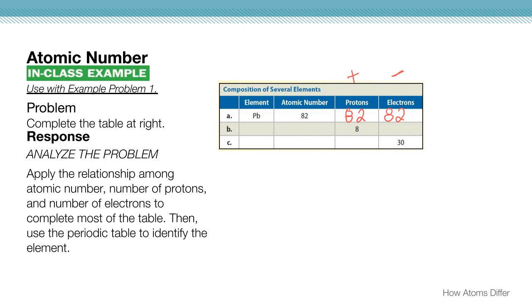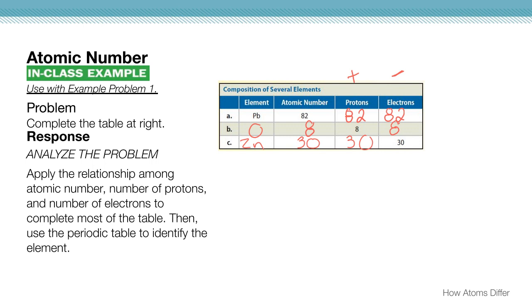Now, we have 8 protons in a neutral atom, which means we have 8 electrons, and our atomic number is 8. That element is oxygen. Same thing. We have 30 electrons in a neutral atom. We're going to have 30 protons to balance it out. Since we have 30 protons, that is our atomic number. And I believe that that is maybe zinc, atomic number 30. It is zinc. Look at that. I still remember the periodic table. Okay. There we go.